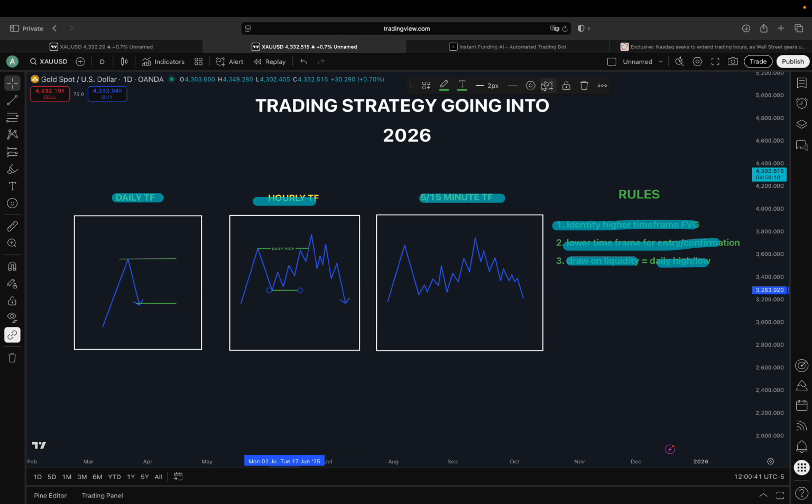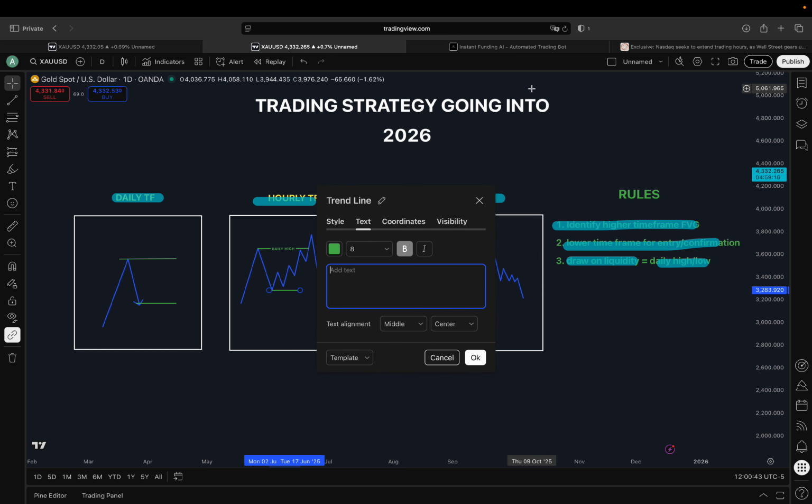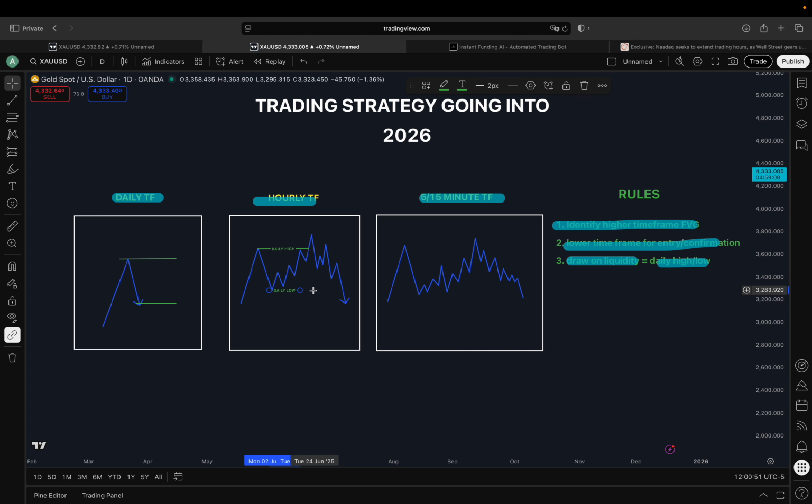So what we're looking for is our higher time frame fair value gap. That's what we need to figure out. This is our daily low, and as you guys can see, the daily high was taken first, and our fair value gap is right up around here, as this is our point of rejection where price taps in and it starts to drop.